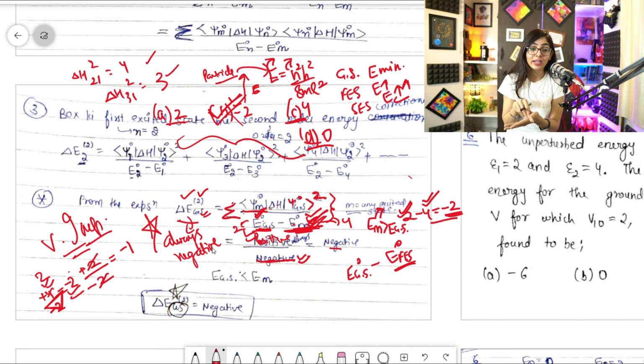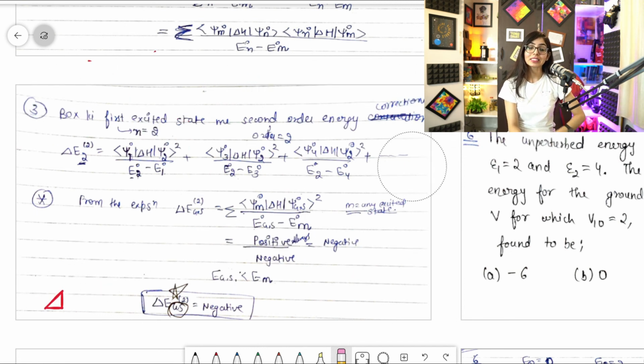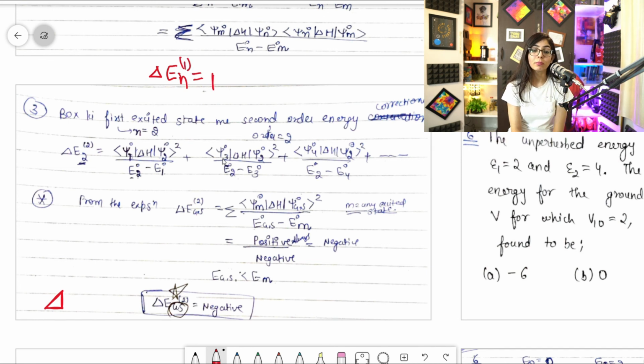I'll be discussing the first order perturbation also. Now just pay attention to first order perturbation. I want you guys to pay attention to what happens in first order perturbation. I'll be taking an example and discussing in much detail how the result of first order perturbation comes. So guys, in any first order perturbation, the correction would be positive or zero, always positive or zero, and generally positive.